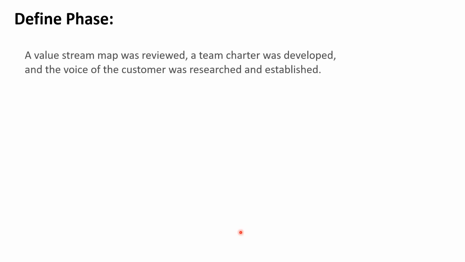So they went to the define phase. That was one thing about this paper that you'll notice. It's written in the DMAIC process, so it follows all the steps of the DMAIC process. The first thing they did was look over the value stream map. They established a team charter, what they were trying to do, what the parameters of their project were. And they investigated and researched the voice of the customer and established that so that we knew exactly what they were concerned with.